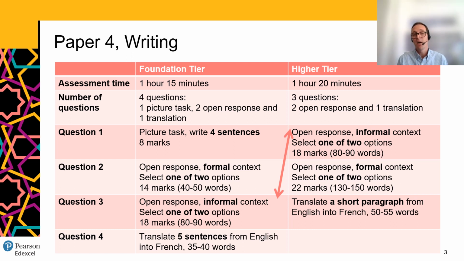Both the foundation and the higher tier have 2 open response questions, one formal, one informal. And the great thing here is both tiers have a choice at both of those open response questions. Final part is the translation, and that's from English into target language, and it'll be 35 to 40 words in the foundation and 50 words to 55 words in the higher tier. You can see that arrow drawn on the screen here, and that's for the crossover question, which is the informal context question, and that's in the foundation tier question 3 and the higher tier question 1.